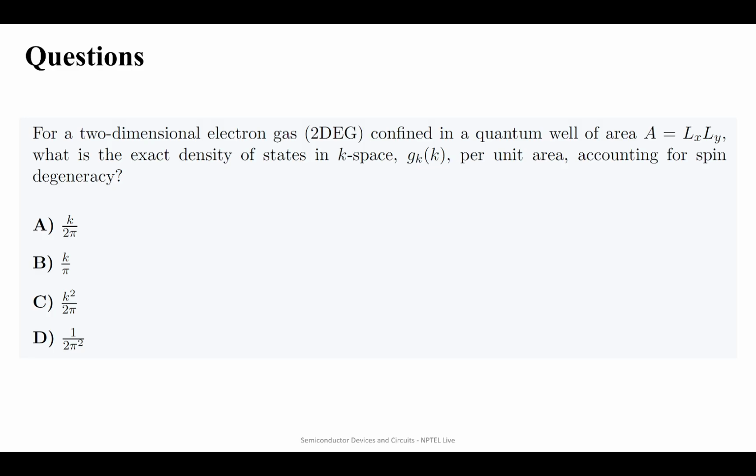For a two-dimensional electron gas confined in a quantum well of area A equals LxLy, what is the exact density of states in k space g(k) per unit area accounting for spin degeneracy? k by 2π, k by π, k square by 2π, 1 by 2π square.